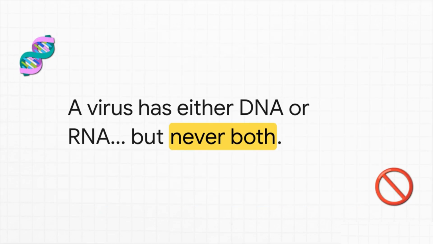Here's another weird little quirk that sets them apart. Every living cell you can think of uses DNA for its main library of genetic info, and RNA as the messengers to carry out the instructions. But a virus, it has to choose. It gets either DNA or RNA, but never both in the same way. It's another fundamental difference from everything else we call life.